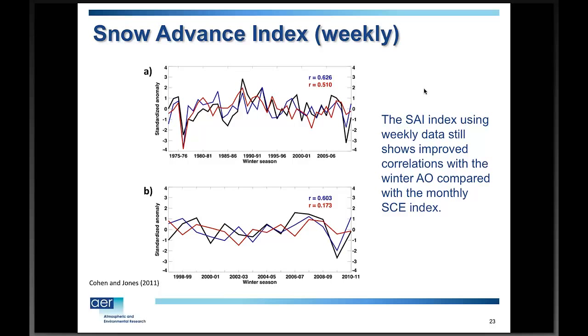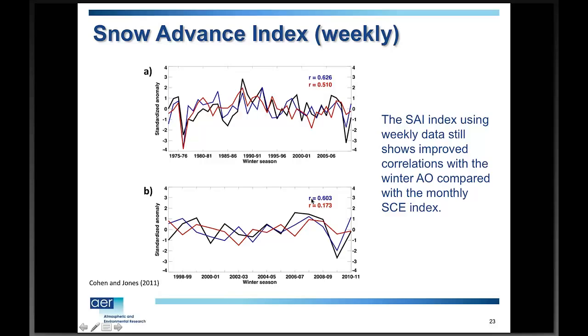We also developed a daily index, but the weekly values for snow cover do extend further back in time. So here in this lighter blue, the snow advance index uses weekly values. So instead of, let's say, 31 points to develop the index, we only have like 4 points. So it's a much more degraded index, but in red is the traditional, older snow cover extent index, the one we've been using longer. And you can see that this weekly value over this longer time period is improved over it.